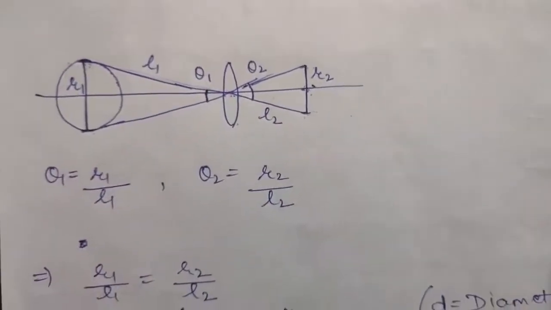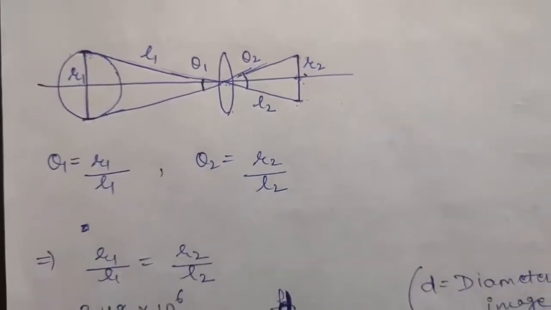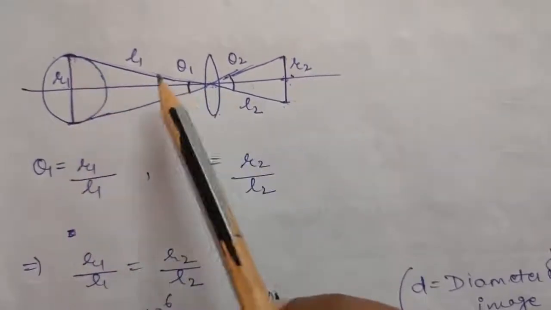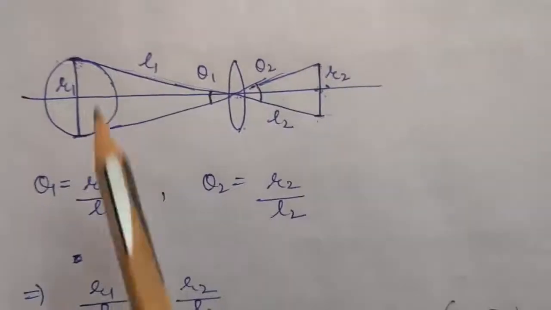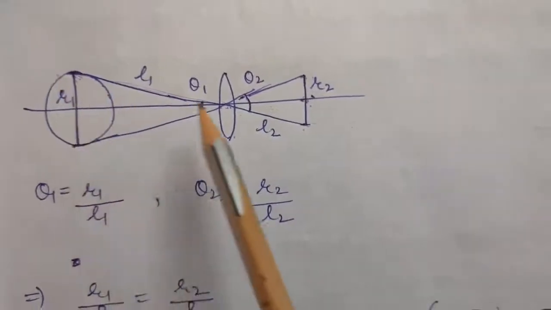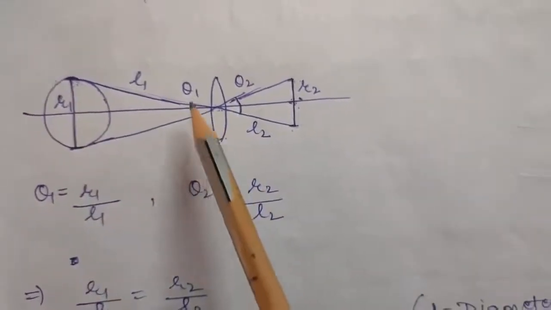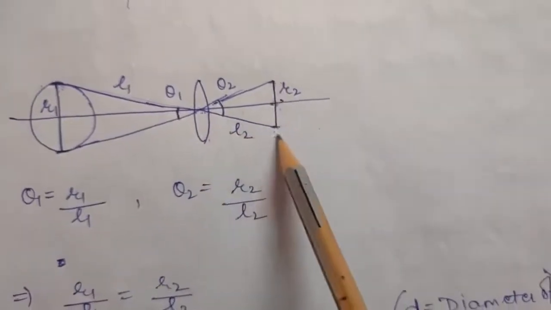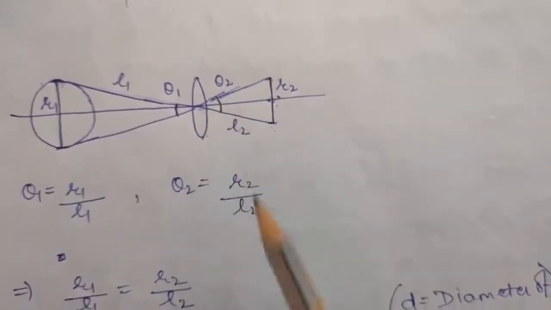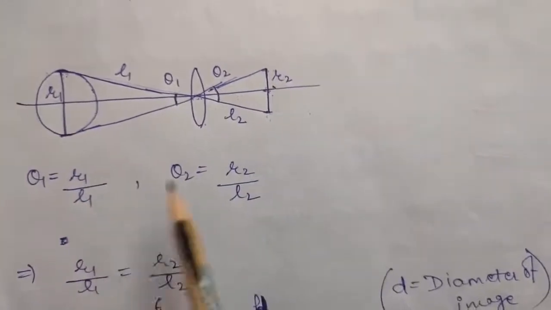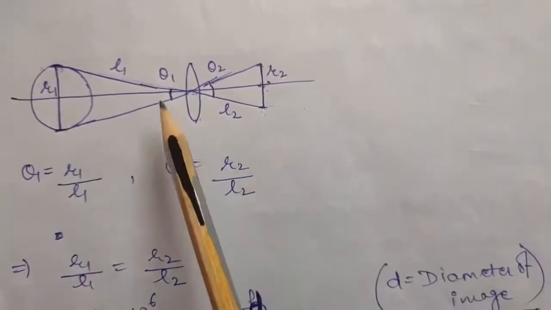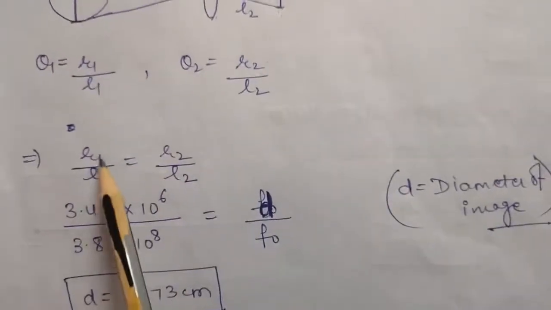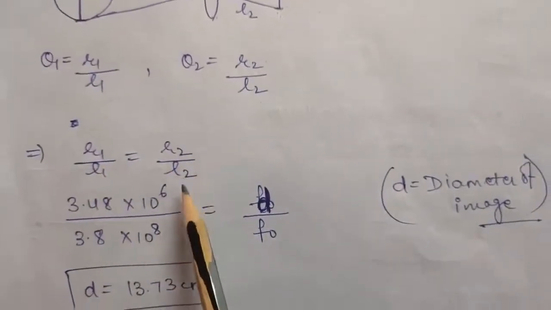Okay, so now as you know theta is arc upon radius. So theta 1 will be arc, your arc will be R1 and this will be your radius L1 here. So theta 1 will be R1 upon L1. Similarly, theta 2 will also be arc, that is R2 upon radius, that is L2. And now from here you can see theta 1 is equal to theta 2. So therefore R1 upon L1 will be equal to R2 upon L2.